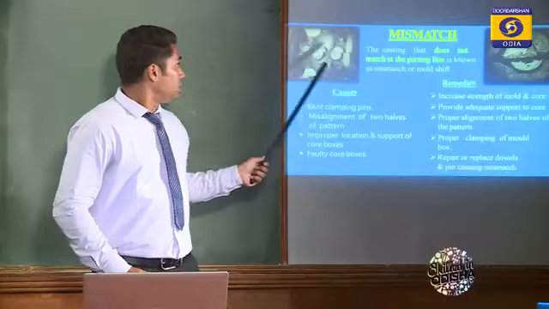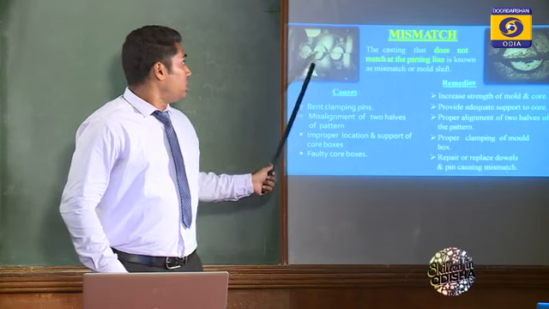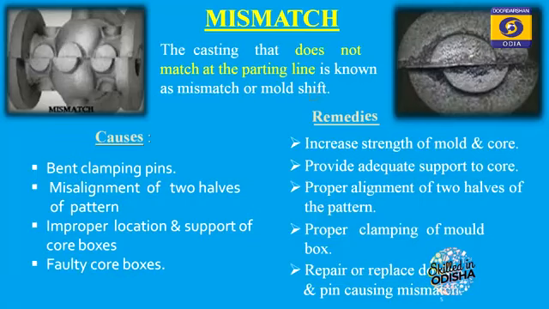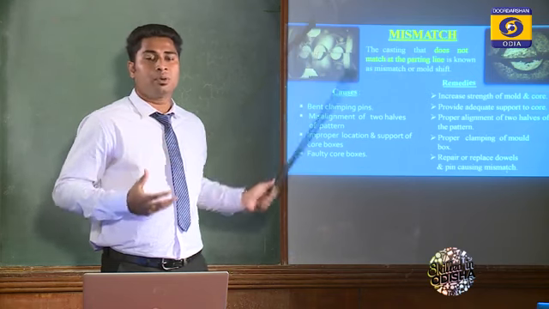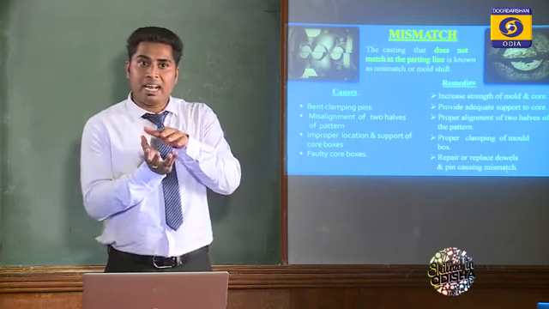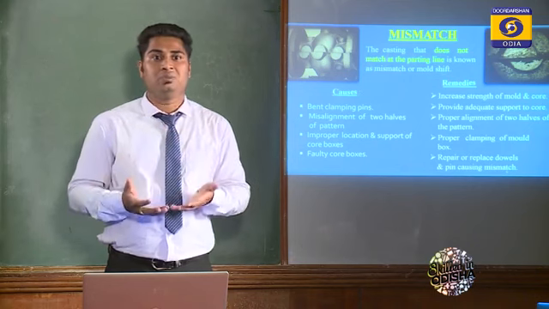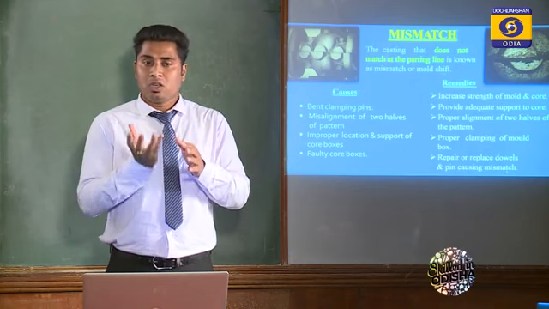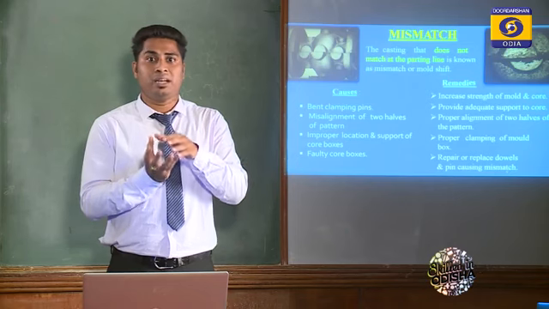You can see this figure and also that figure. This is the parting line, the middle line between the lower box and the upper box. The lower box is called the drag and the upper box is called the cope. If these two boxes are not properly aligned with each other at the parting line, then there will be mismatch. So the cope box and the drag box have to be properly aligned at the parting line.